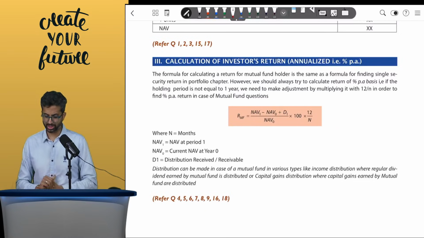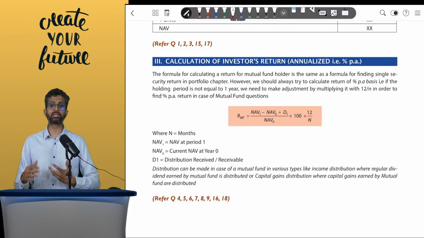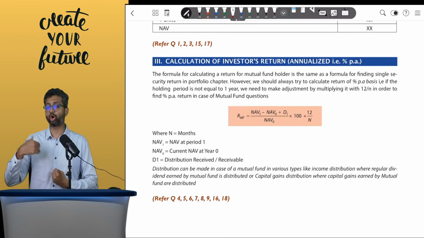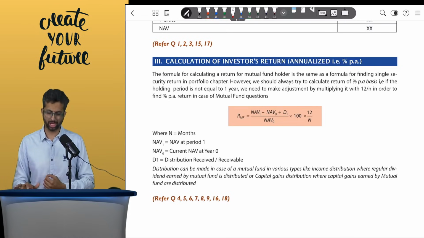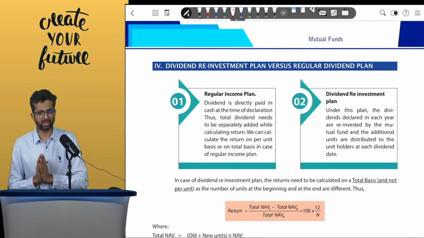Sometimes you might be asked to calculate the investor's return, which is the NAV at t1 minus NAV at t0 plus D1, upon NAV at t0, into 100. This is the same as a portfolio return calculation, but sometimes there may be certain complexities, like if there's a dividend reinvestment plan or a bonus plan, then how will you calculate the return over here? So if nothing is given, the plan is a regular income plan.